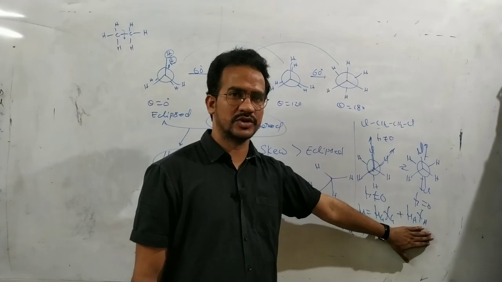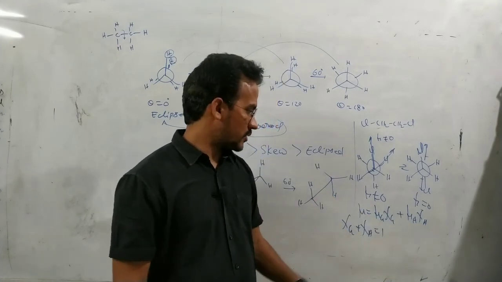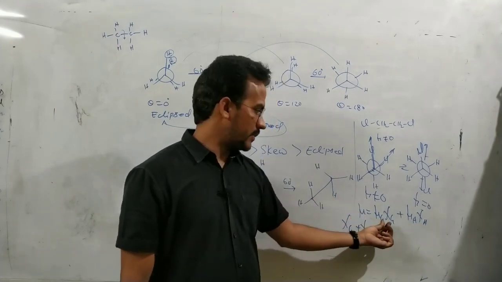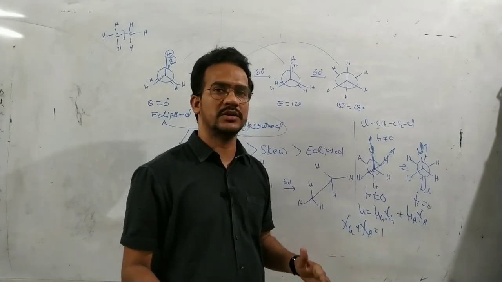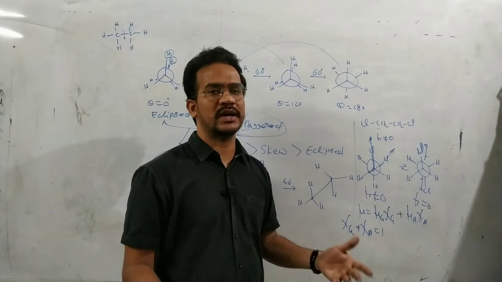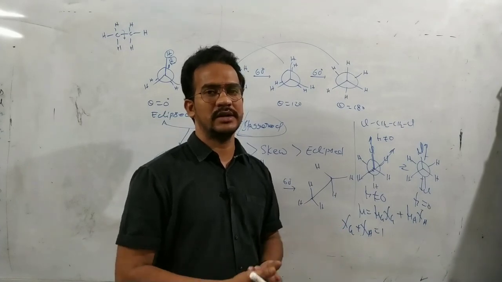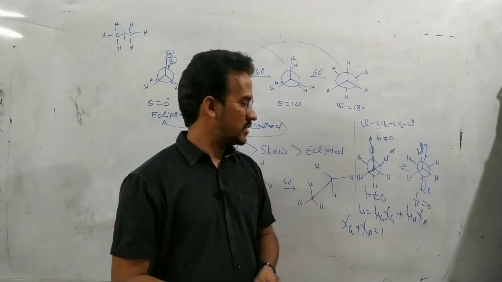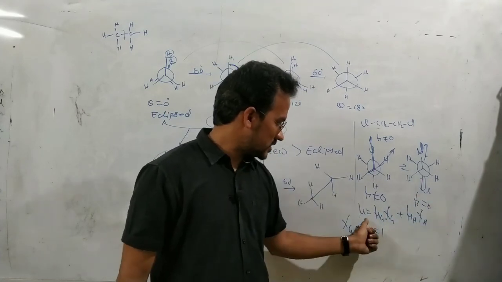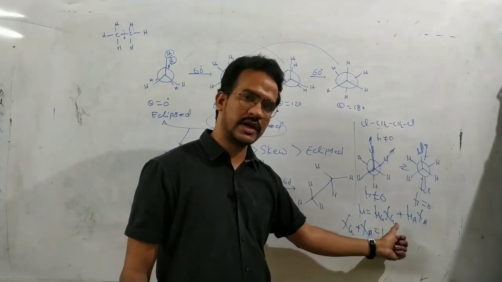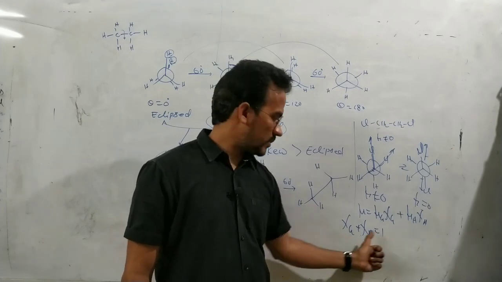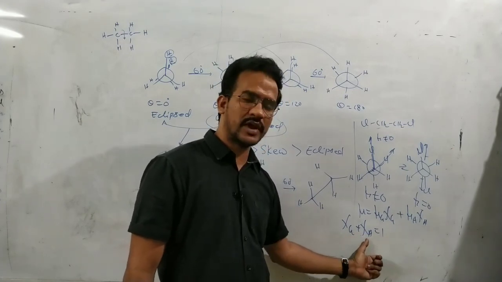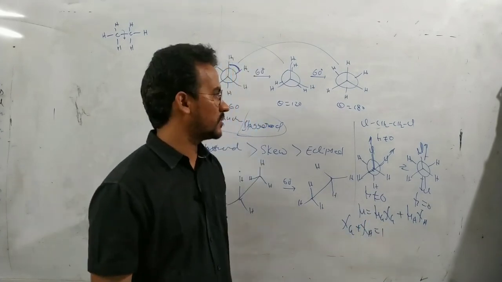By using these formulas, we can calculate the mole fractions. I think it was a previous question. The total dipole moment is given and the dipole moment of the gauche conformation is given, and the question is what are the mole fractions of the gauche and anti conformations. This term becomes 0, and the others are known values. We can calculate the mole fraction of the gauche conformation, then by using the other equation, we can calculate the mole fraction of the anti conformation.